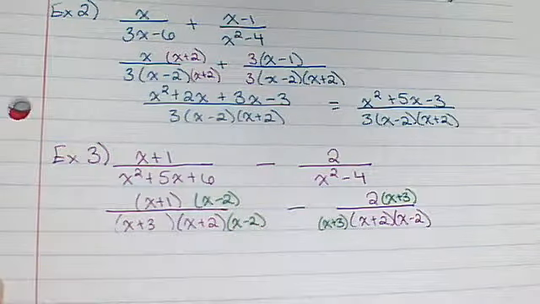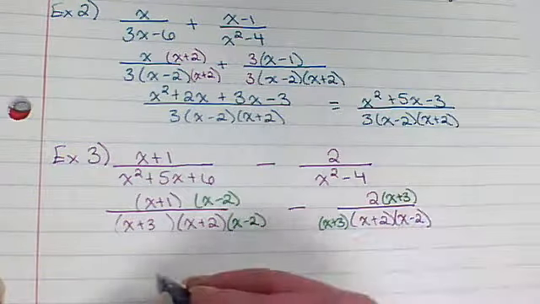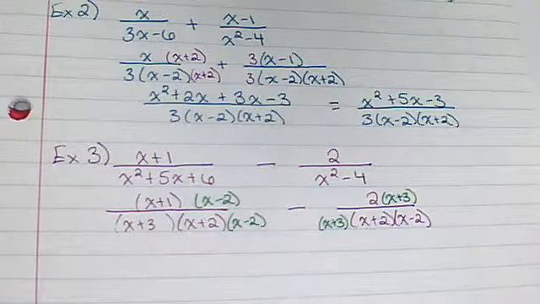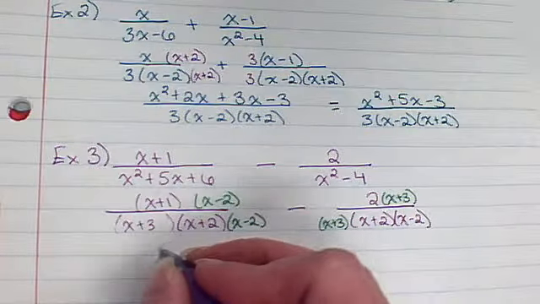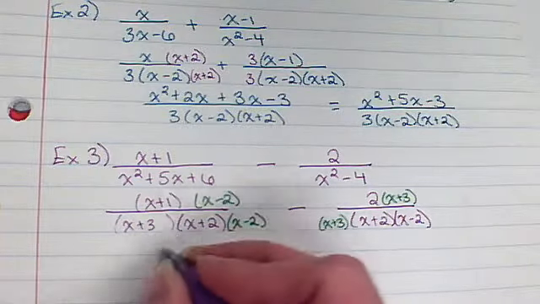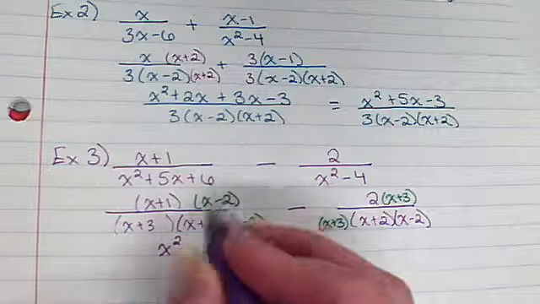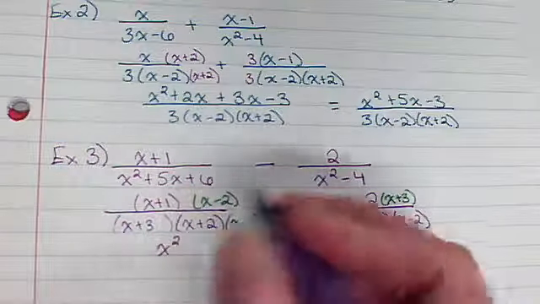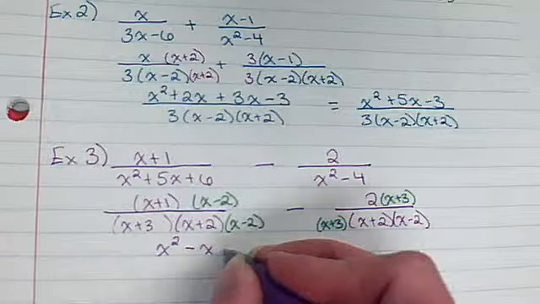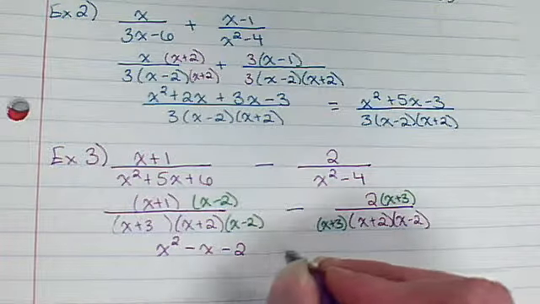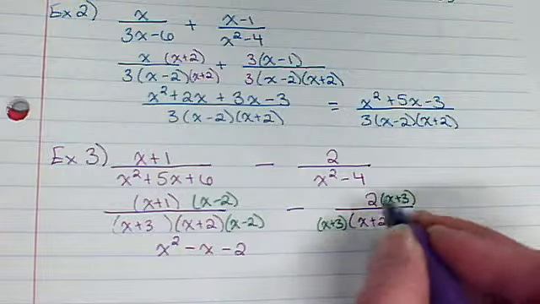Now let's see. This is going to give me x times x, which is x squared. Negative 2x plus x is going to give me a negative x. Then 1 times negative 2 is going to give me a negative 2. And then I'm going to subtract this.